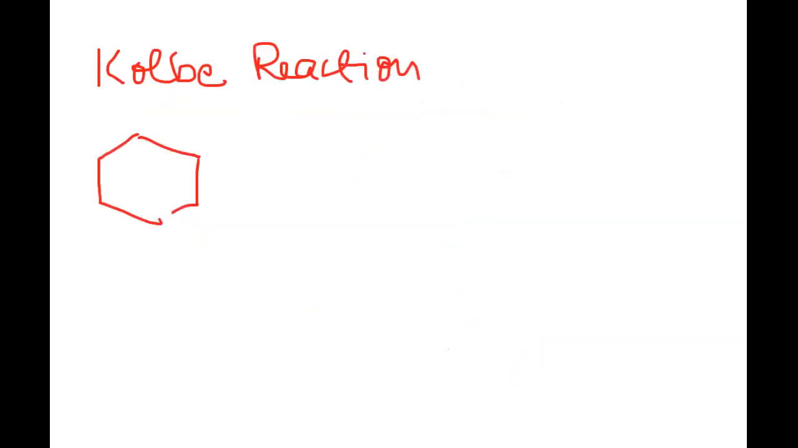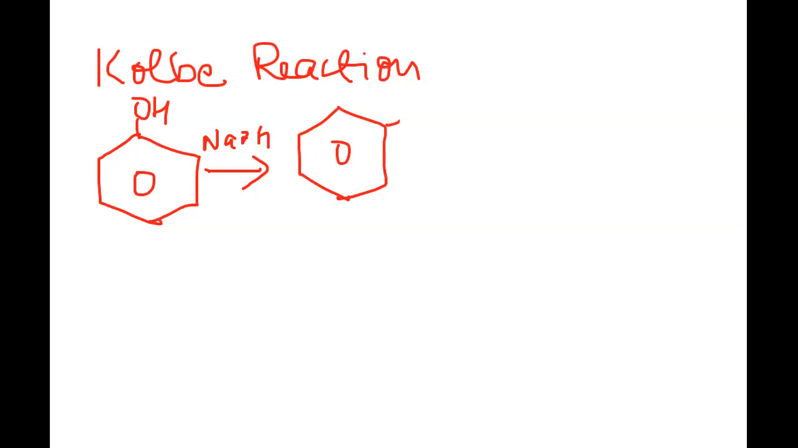Sodium phenoxide can be obtained easily from phenol. When phenol is treated with NaOH, you get sodium phenoxide. So I will write the sodium phenoxide here like this. Then this, at 400 Kelvin and at high pressure, not very high, but high pressure, is going to form a compound.